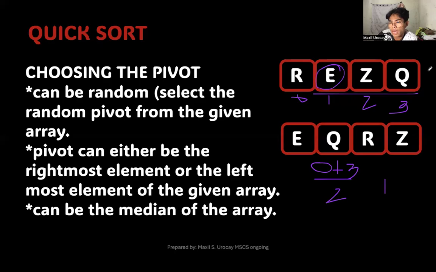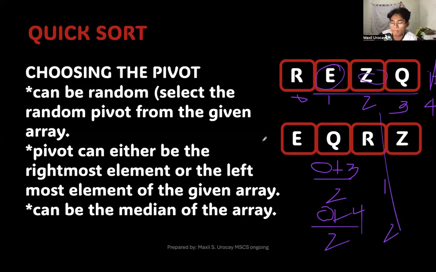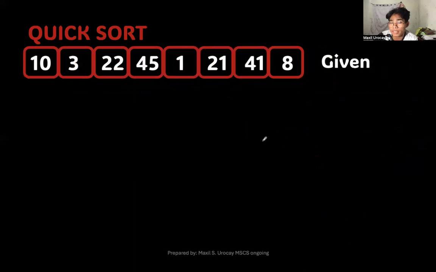Or if you have an array of 4, then this will be A, for example. And 0 plus 4 divided by 2 will become 2. So your pivot right now will be Z. So that's how you do the median pivot. But here we will just select the pivot as the leftmost, in order for us to be organized and produce the same answer here.